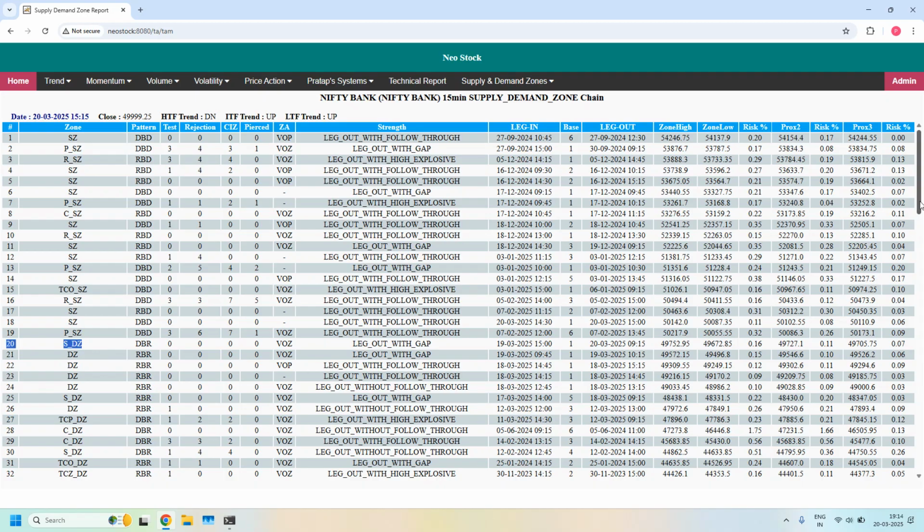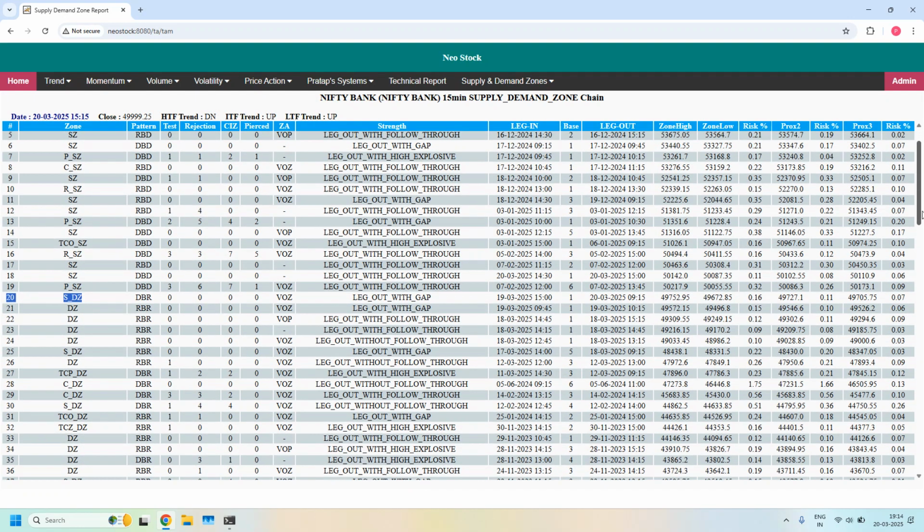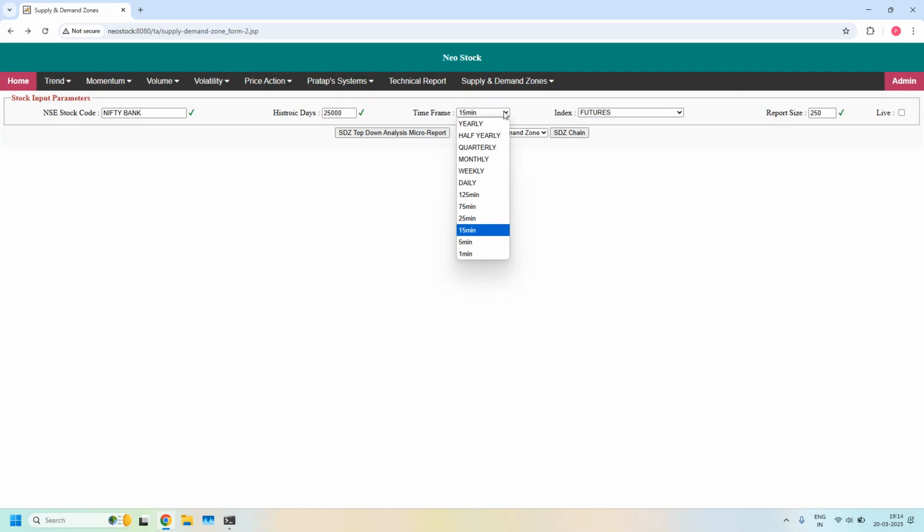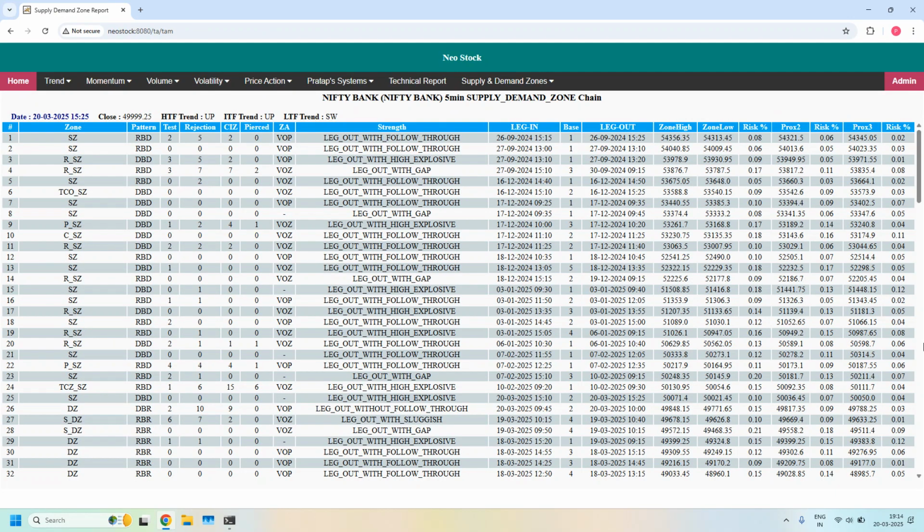Let me put it in the center. Okay, next, the 5-minute supply demand zone chain for Bank Nifty. Here is the nearest demand zone. Let me adjust it in the center.